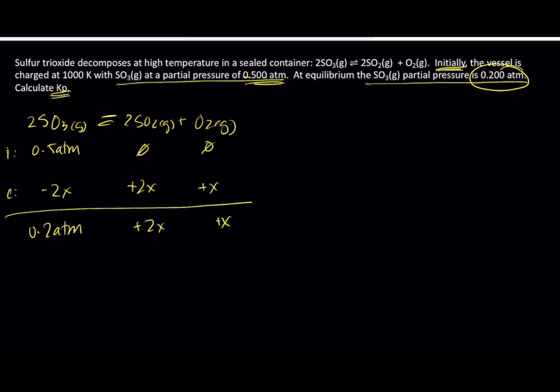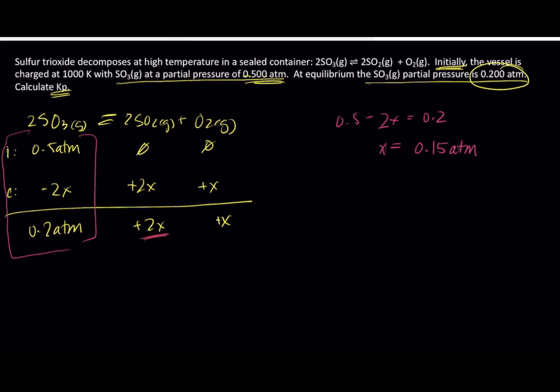Which means that we can solve for x, right? This gives us the ability to solve for x. So I know that 0.5 minus 2x is equal to 0.2, right? And so we can solve for x, and x equals 0.15, and this is atmospheres, right? So then what that means is I can plug that into all of my other things. So this is actually going to be 0.3 atmospheres, and this is 0.15 atmospheres.